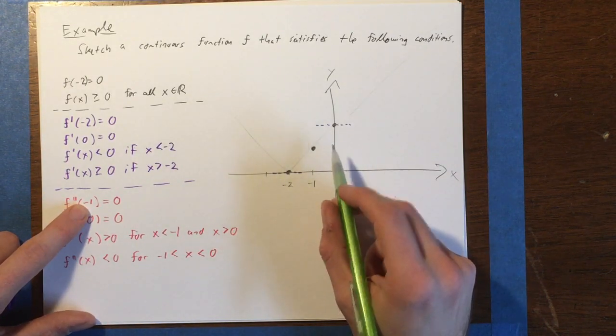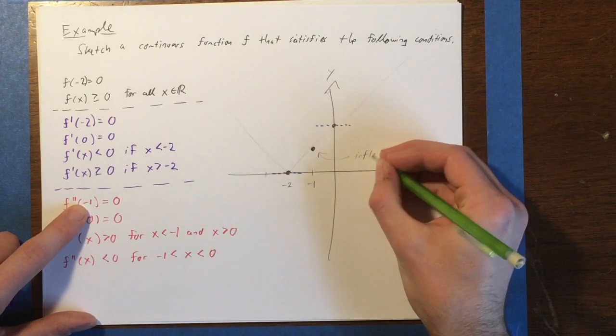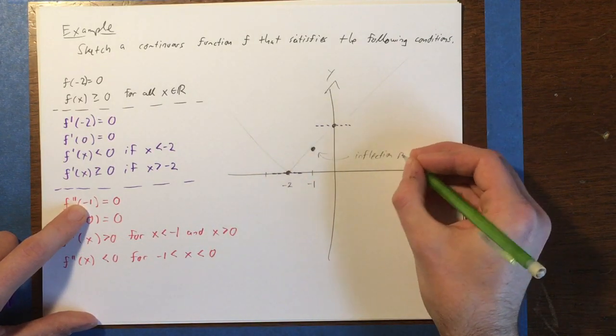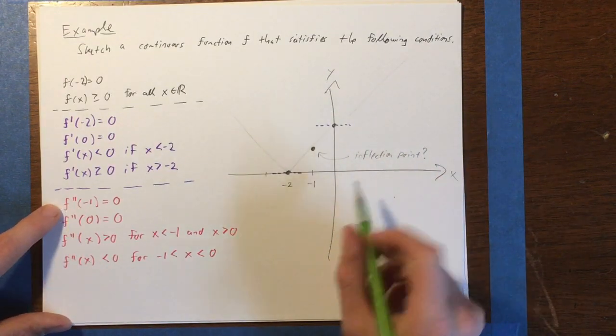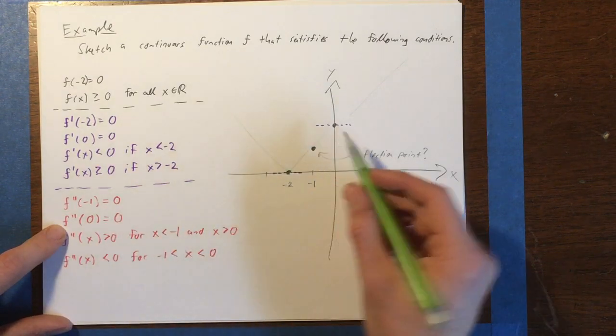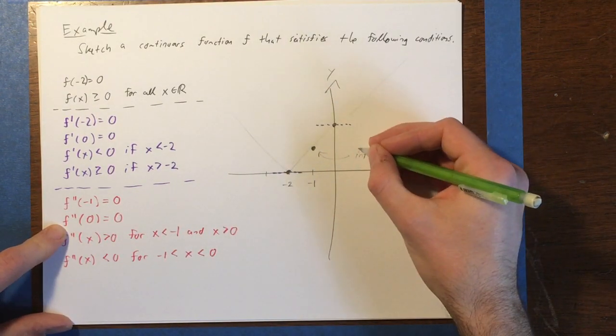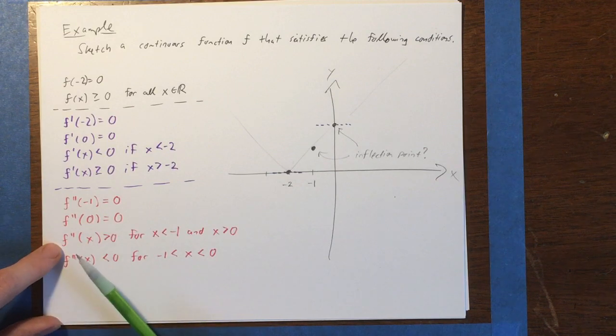So let's just bear that in mind. Maybe an inflection point. We'll make a note of that. Inflection point? Possibly. If it's a 0 second derivative, it could be. Also, we have that f double prime of 0 equals 0. So at x equals 0, we've got this point right here. That also may be an inflection point. We'll see.